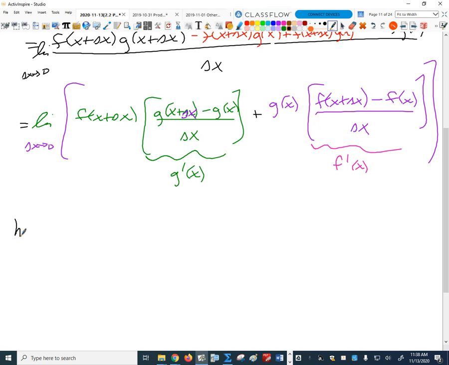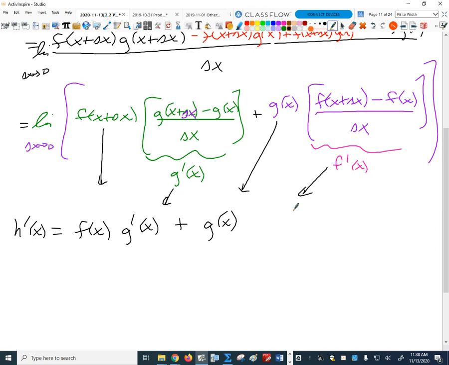So what do we get then? Well, we got h prime of x equals, if I take my limit as delta x goes to 0, that becomes just plain old f of x plus 0. So f of x times, we already said, g prime of x, plus g of x times, we said in the limit, f prime of x. Look at that. That's our product rule. If I take the derivative of the product of f of x times g of x, I get f of x times g prime of x plus g of x times f prime of x.